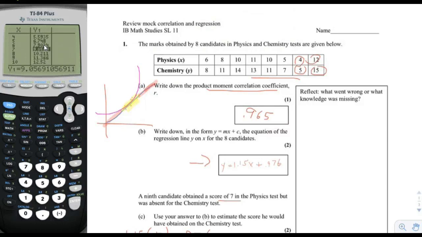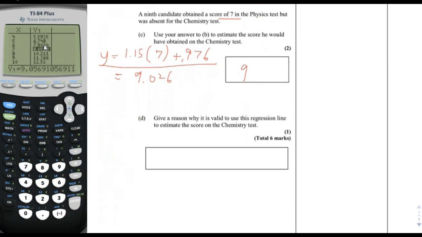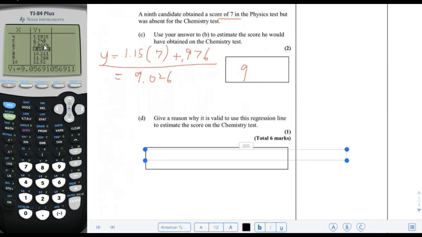And in this case, 7, for example, is right in there, right? Because remember, the smallest value in your data cloud was 4, the largest was 12. So 7 is in the middle there. So we can say, yeah, there's a reason why it's a good estimate because x equals 7 is within my data cluster.